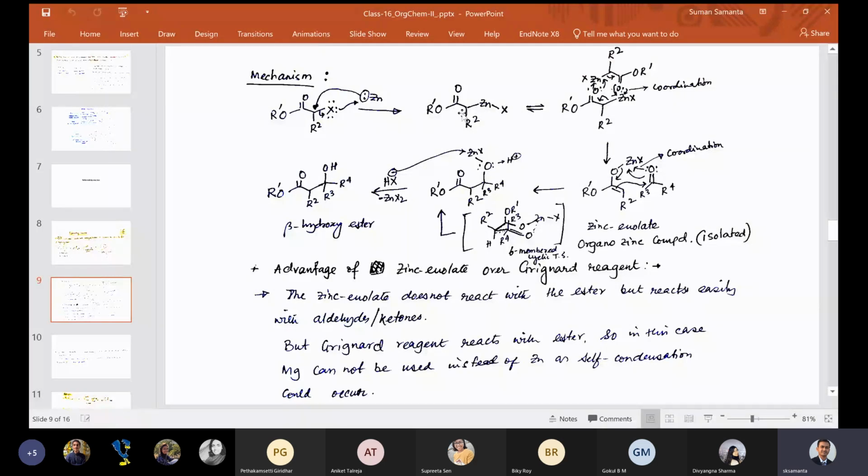Although this organozinc reagent does not react with ester, it easily reacts with aldehyde or ketone, and that is how this reaction could happen. But here you cannot use the Grignard reagent, because in that case self condensation could occur with the ester.